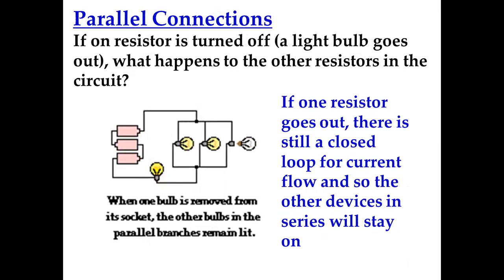While in parallel, if one resistor goes out, there is still a closed loop for current flow, and so the other devices in parallel will stay on. You can see here they are connected in parallel. One goes out, but it's not affecting the other two. They are also lit up, but only this one is gone.